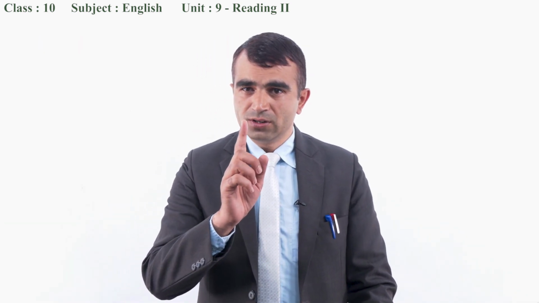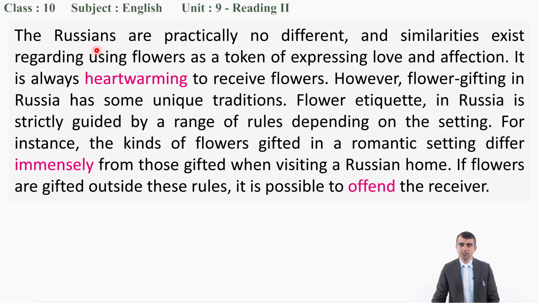Okay, next paragraph. Now, what about Russian people then? So, the first paragraph is generally about common people. Now, about Russian people, what do they understand about this flower? Let us read, please point to it and read along with me. And try to get the meaning of every sentence.